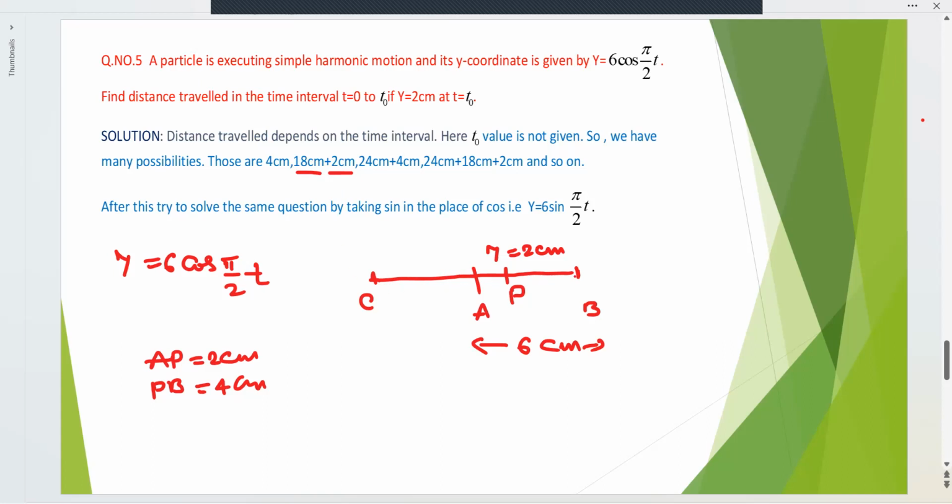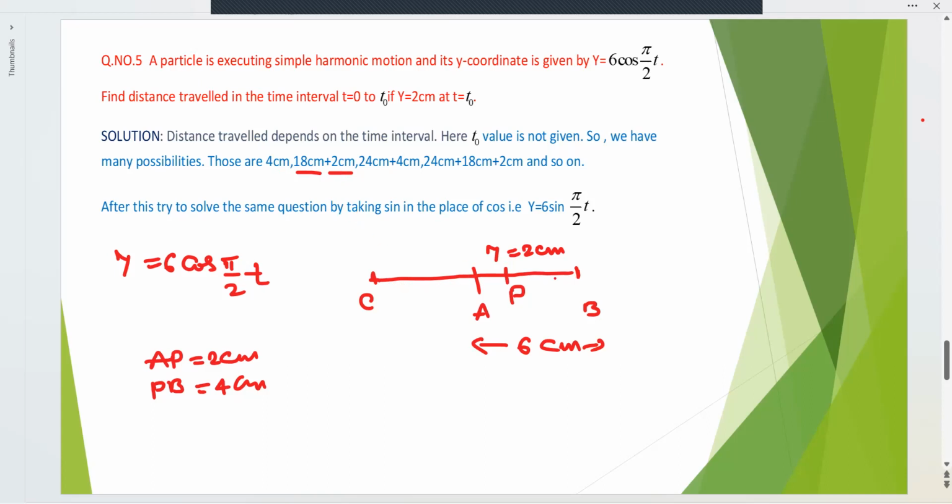I am repeating. First possibility, it is B to P, that means the answer is 4 centimeter. Second possibility, it travels from B to C, C to A, and A to P. That's why I have taken 18 here, so 3 into 6, 18, plus A to P, that is 2. This is the second possibility.